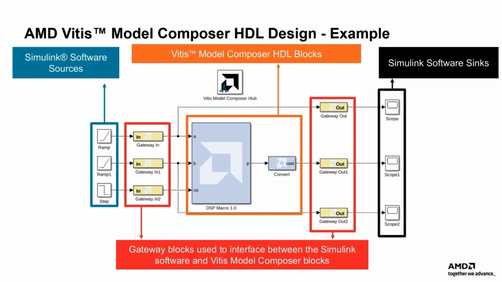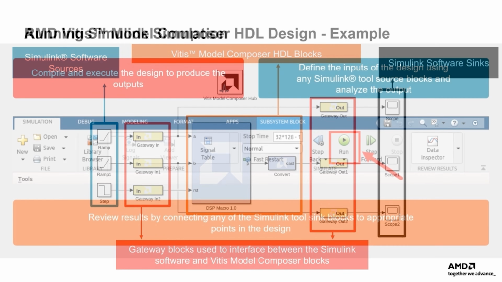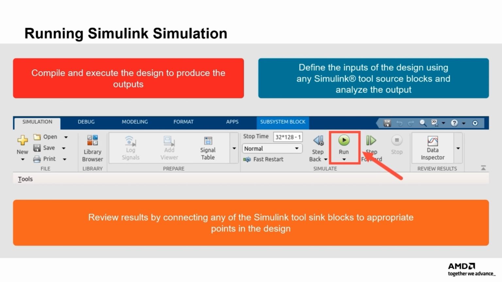Here's an example of a Vitis Model Composer HDL design. You can see the Simulink software sources, the gateway blocks used to interface between the Simulink software and Vitis Model Composer blocks, Model Composer HDL blocks, and the Simulink software sinks. Simulation involves compiling a design and checking for any design rule violations, then executing the design to produce the outputs.